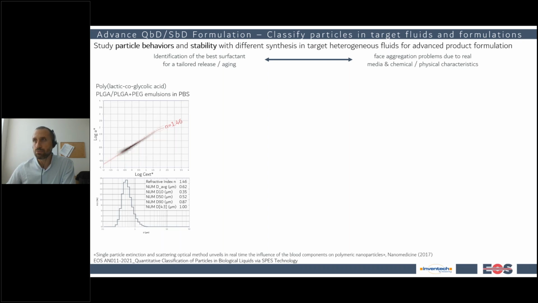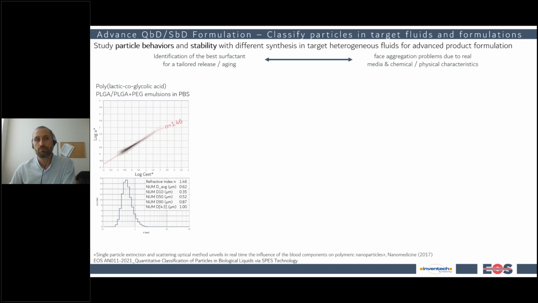Let me show you an example. In this case, I'm presenting you the particle size distribution and the two-dimensional EOS clouds of an emulsion of PLJ in a PBS. This is the reference, let's say. This is the standard system. And let me show you the two different cases. A first one of an emulsion of PLJ and the second one of an emulsion of PLJ with a stabilization via PEG. We are looking at the difference in terms of stability in time.